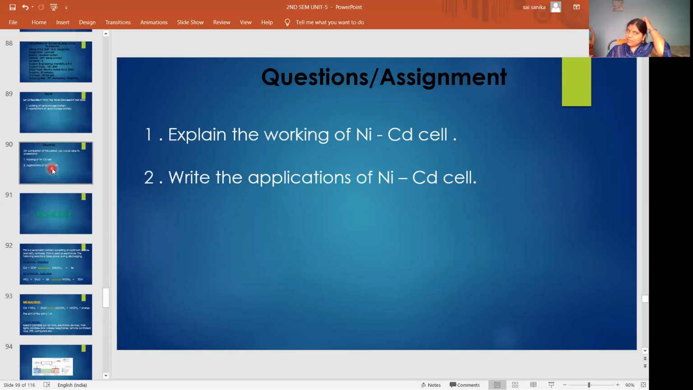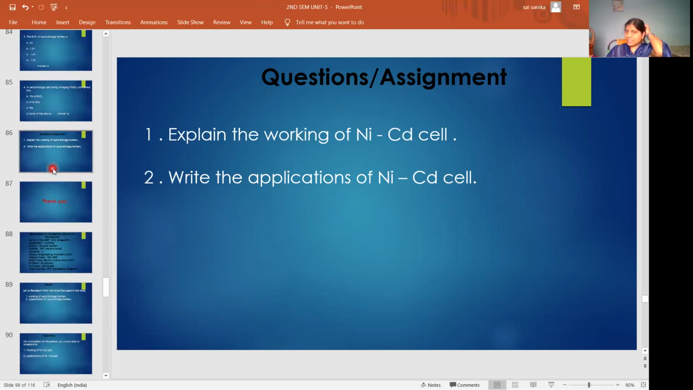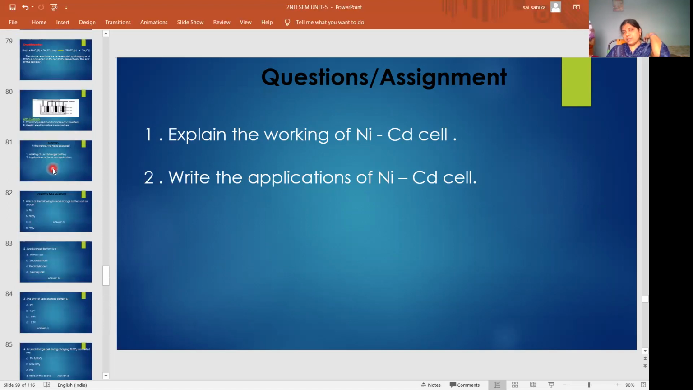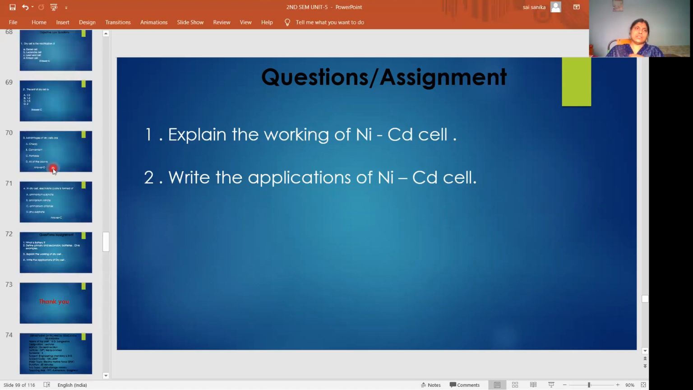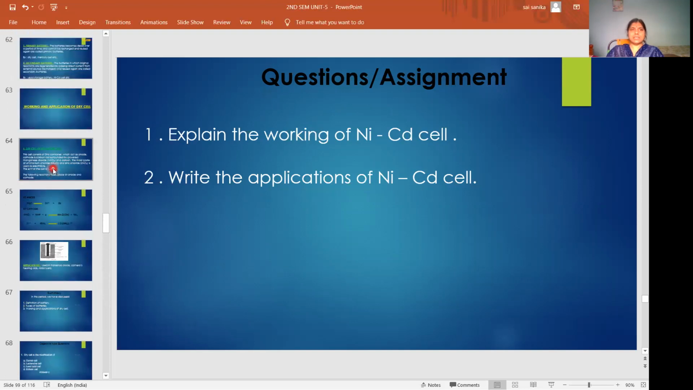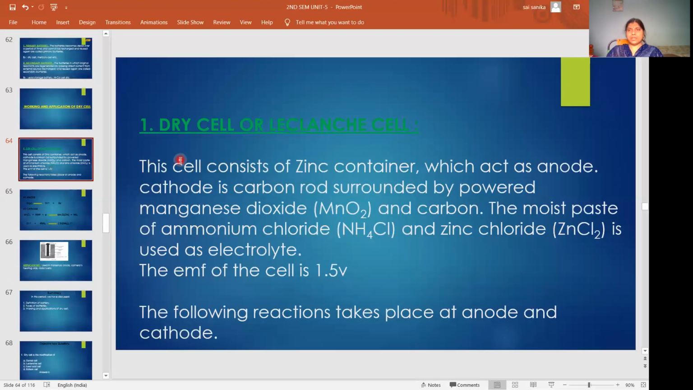So once again we will revise this primary cell and secondary cell. In your syllabus you have one primary cell, two secondary cells. The primary cell is dry cell. It is very important. Compulsory one question you will get from this topic, these batteries. Okay, dry cell. It is a primary cell. So first, what is anode, what is cathode, what is the electrolyte, what is the EMF of the cell. This thing you have to remember.